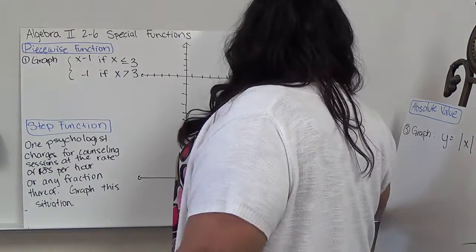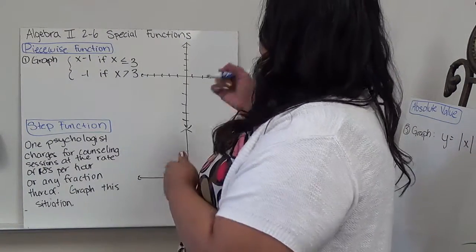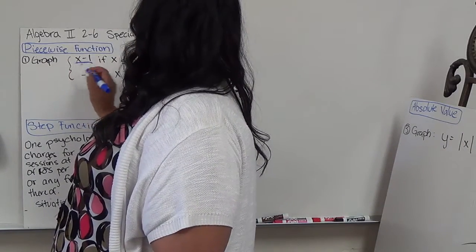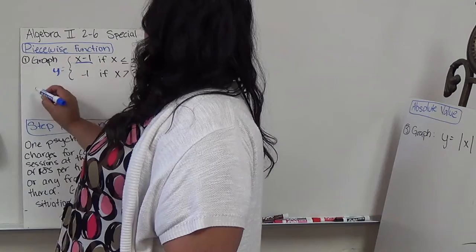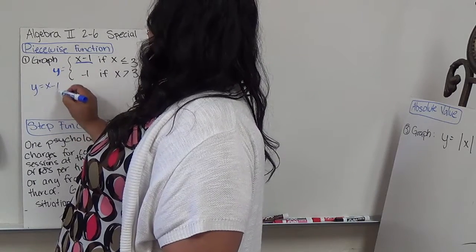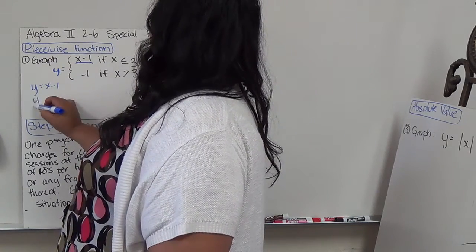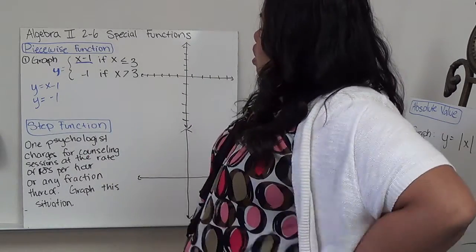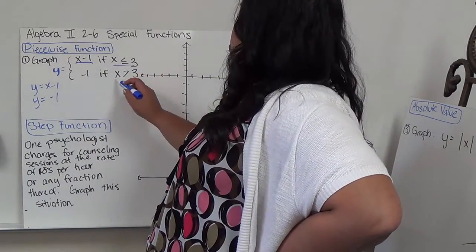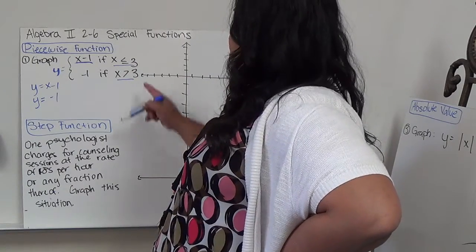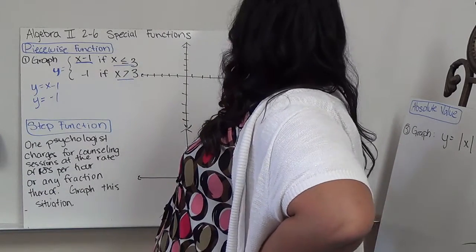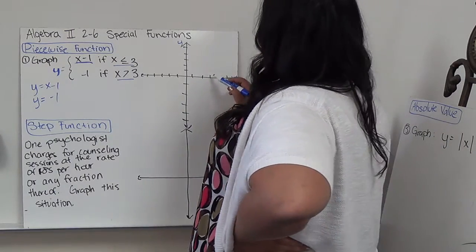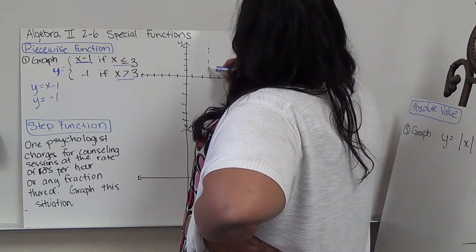So this tells you the graphs. I have two graphs. The first one is y equals x minus 1, and the second one is y equals negative 1. All right? Now, this tells me where on the graph I'm going to have each one. So here's my x, here's my y. On my x, 1, 2, 3, right here.